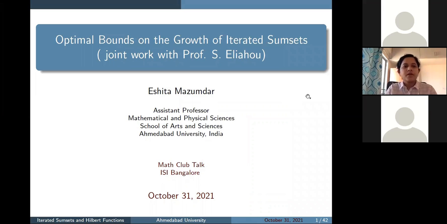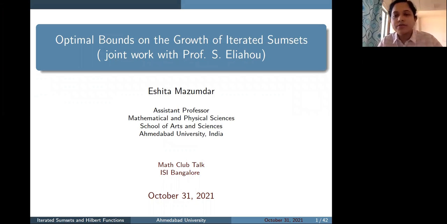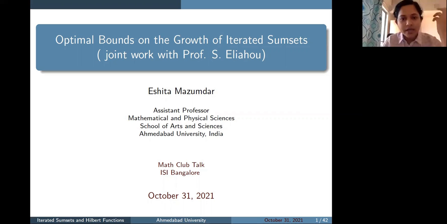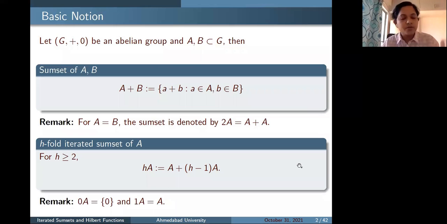Today I'm going to talk about optimal bounds on the growth of iterated sumsets. A basic and fundamental question in additive combinatorics is to study the growth of iterated sumsets, and I have worked on that. So I just wanted to discuss those things with you. Let's begin the talk with some basic notations.